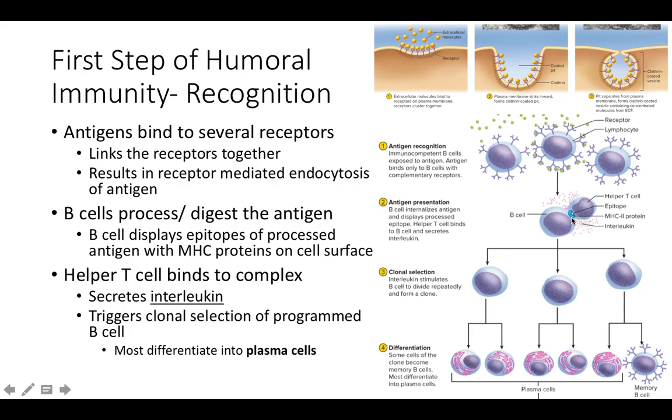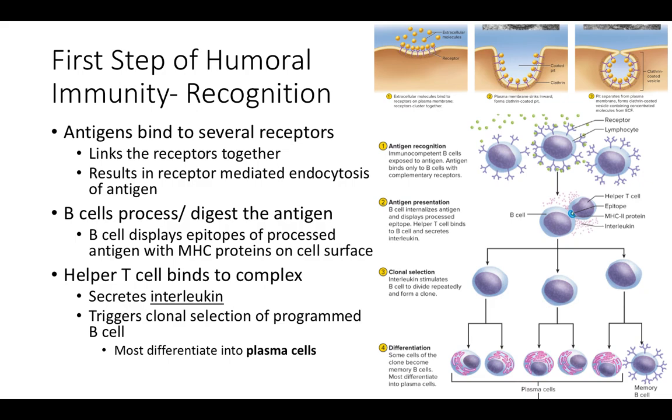Once that happens and the B cell has brought the antigen into the cell, it's going to process it, digest it, and act as an antigen-presenting cell. So it digests the antigens, chops it up into little tiny pieces, and then exposes the epitope, or the active part of the antigen, on this MHC surface protein. Okay, and what that does is it presents the antigen to helper T cells, which we had already seen in cellular immunity. They're the only T cell that are also going to be involved in humoral immunity.